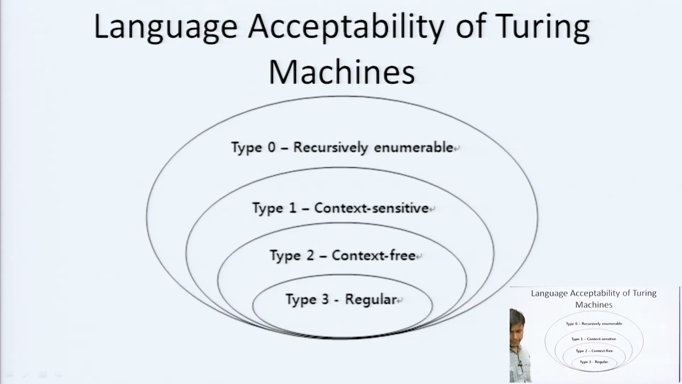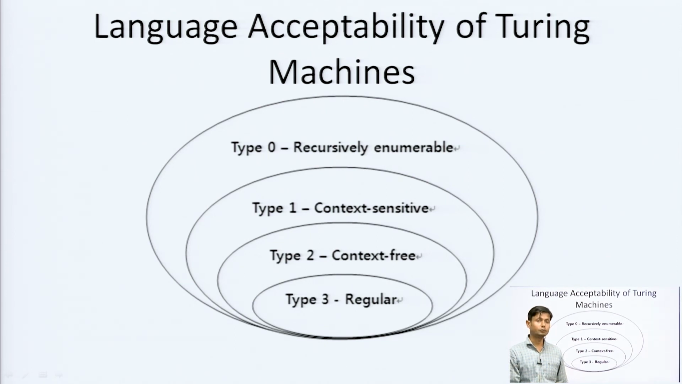Now, language acceptability of Turing machines. What kind of language is accepted by the Turing machine? In the last lecture we checked that, using the pumping lemma, we proved that some languages are not context free.